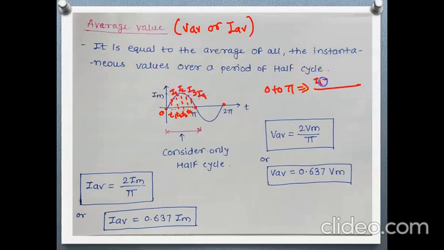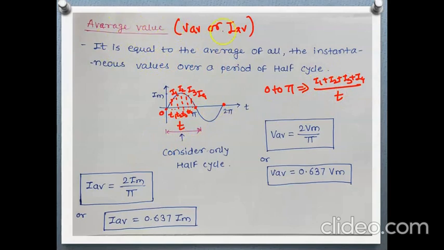Then I1 plus I2 plus I3 plus I4 divided by the total time. Suppose the total time is small t. Then this will be the average value of the AC quantity.